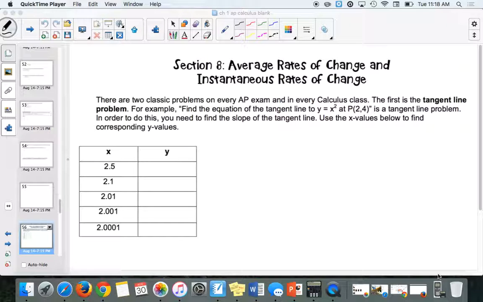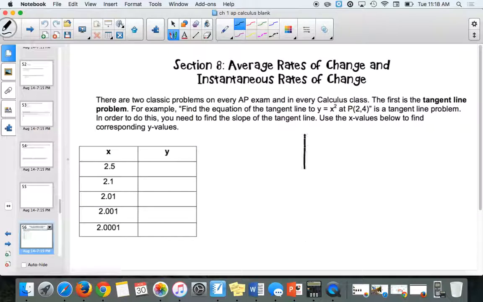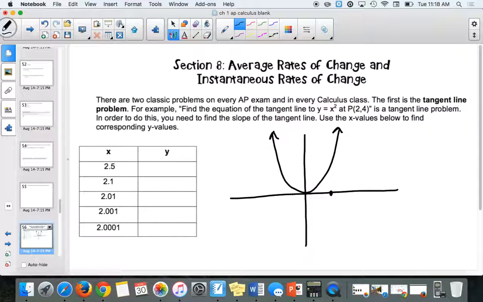So if I graph that out, and then I had the point (2, 4). And I wanted to find the equation of this tangent line.